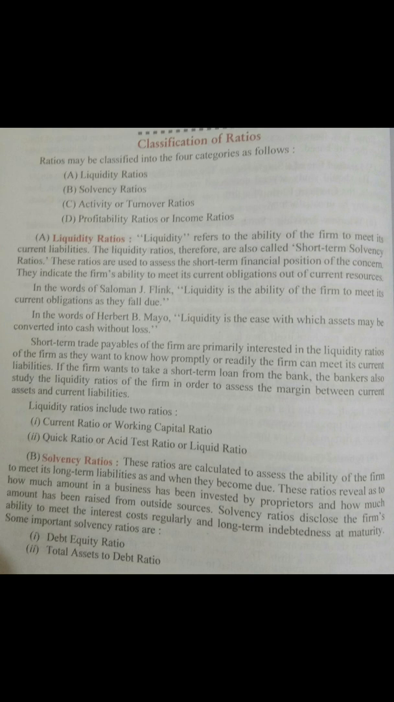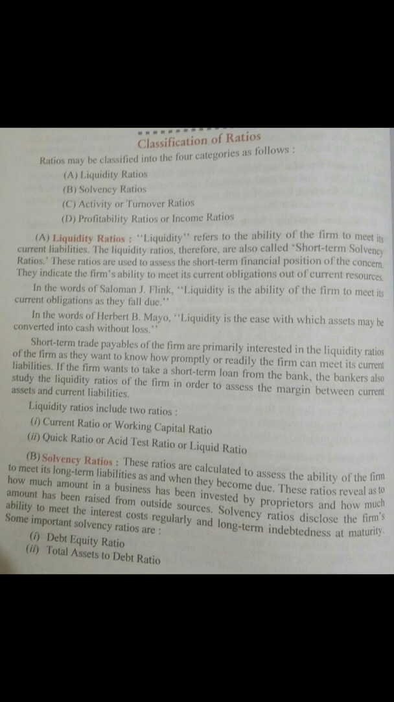The next category of accounting ratio is solvency ratio. These ratios are calculated to assess the ability of the firm to meet its long-term liabilities. As we have seen, in case of liquidity ratio, that shows the ability of the firm to pay its current liabilities, that means short-term liabilities. But in case of solvency ratio, this ratio shows the ability of the firm to meet its long-term liabilities, that means those liabilities which exist for more than 1 year.